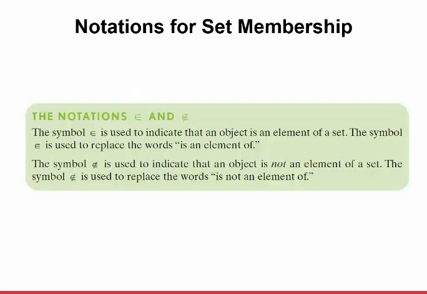All right, let's talk about notations for set membership. This notation here, this funky looking E and E with a line through it. The symbol, I'll call it E, is used to indicate that an object is an element of a set. So the symbol E is used to replace the words "is an element of." When you see this, it means something is an element of this set. This other symbol is used to indicate that an object is not an element of a set, replacing the words "is not an element of." So this is one of the objects in the set, and this is not one of the objects in the set.